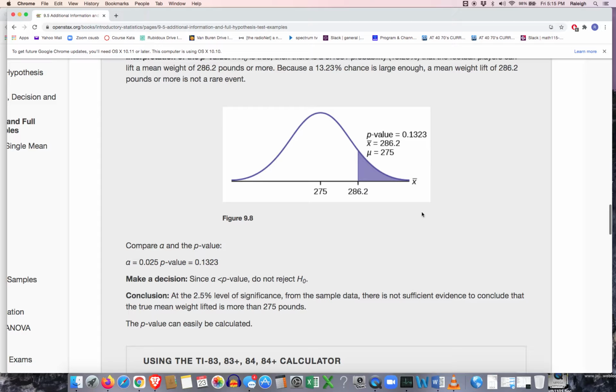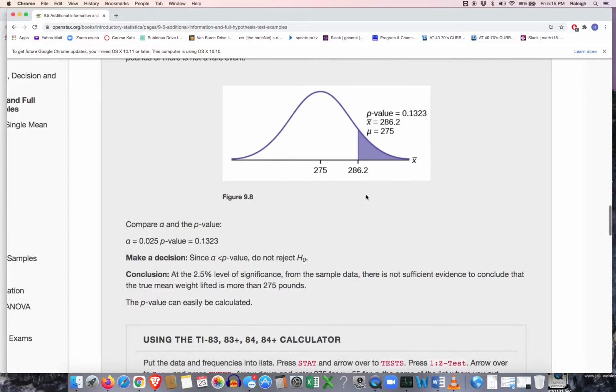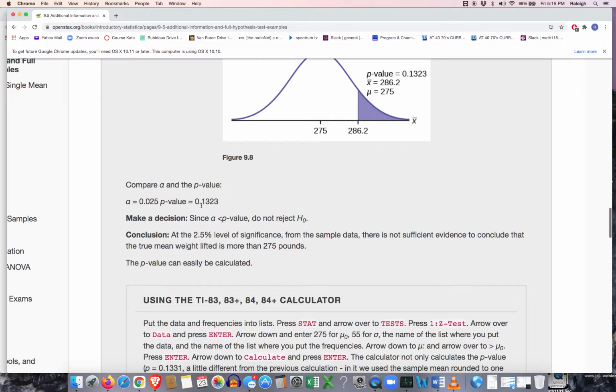The standard error is only 10, and it's only about 11 off, so that's why the z-value is only about a 1. And that means there's still 13% left to go, which is a pretty high number. This is not a rare situation. 0.1323 is greater than 0.025. This is not rare. There's not much going on.